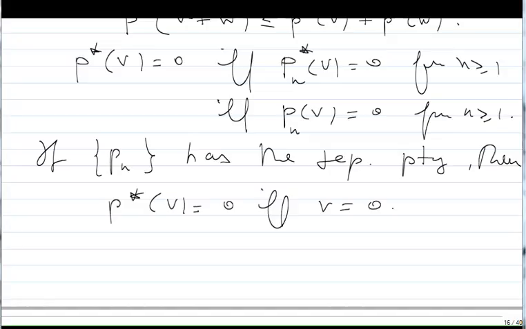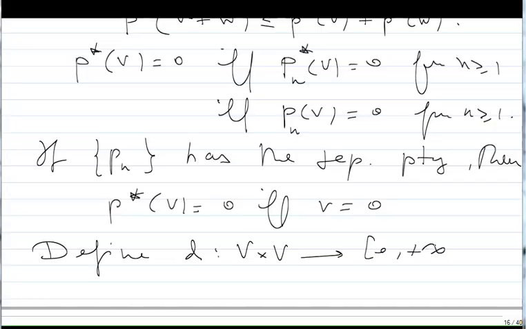So be very careful. P star is not a norm. It's not a seminorm because we failed the homogeneity, but it has these three properties, very important. So this P star will allow us now to define, this is truly amazing, D from V cross V into [0, plus infinity), defined by D of u, v to be equal to P star of u minus v.